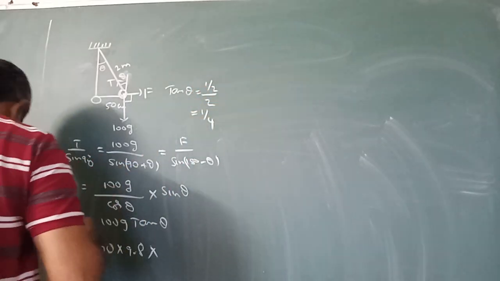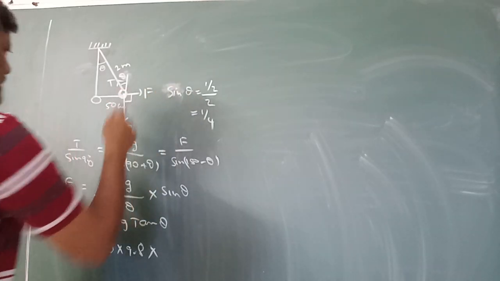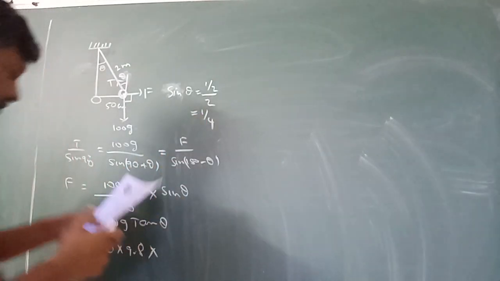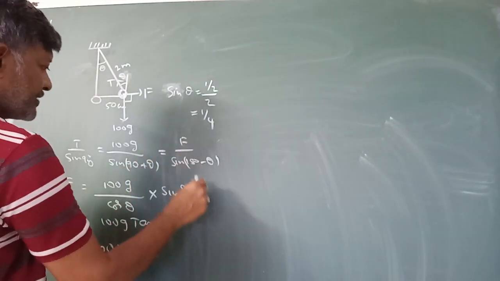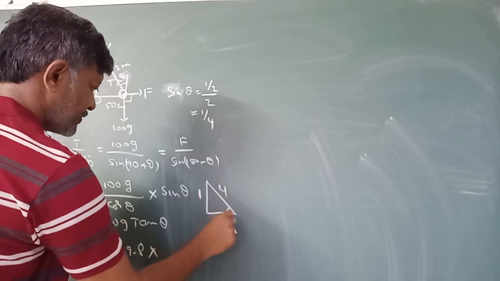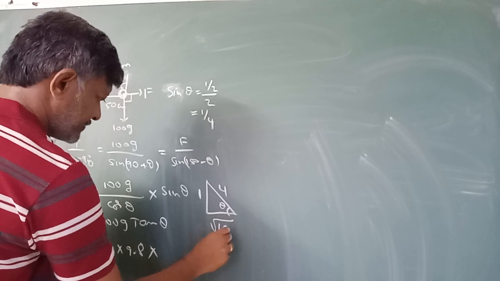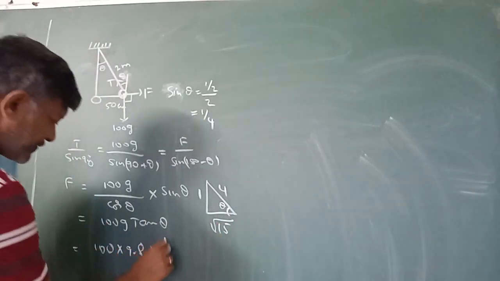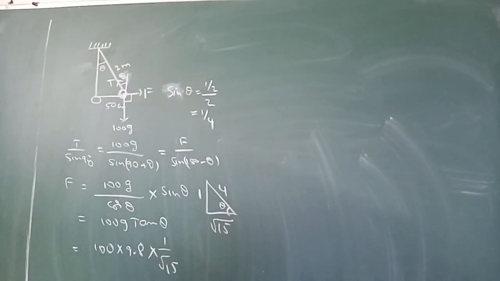Sin theta is equal to opposite side 50, 1 by 2, by hypotenuse 2. 1 by 2 by 2, 1 by 4. Sin theta 1 by 4 means this is 1, this is 4. Then it is root of 16 minus 1, which is root 15. So tan theta is 1 by root 15.